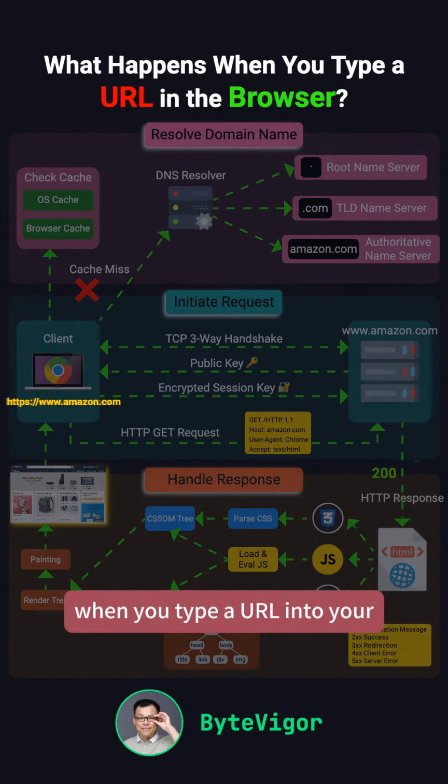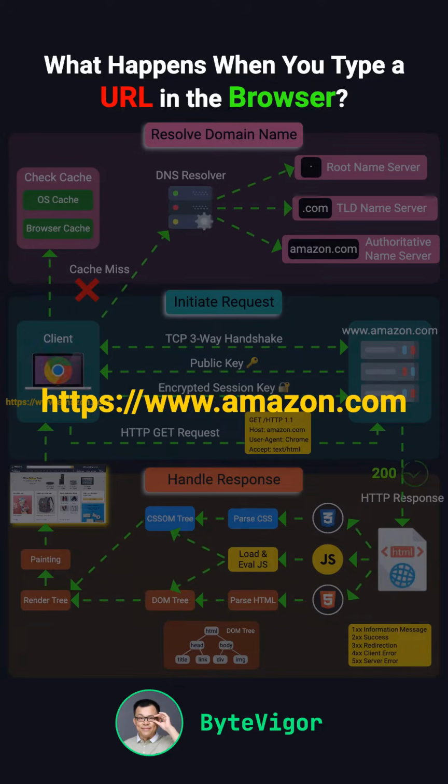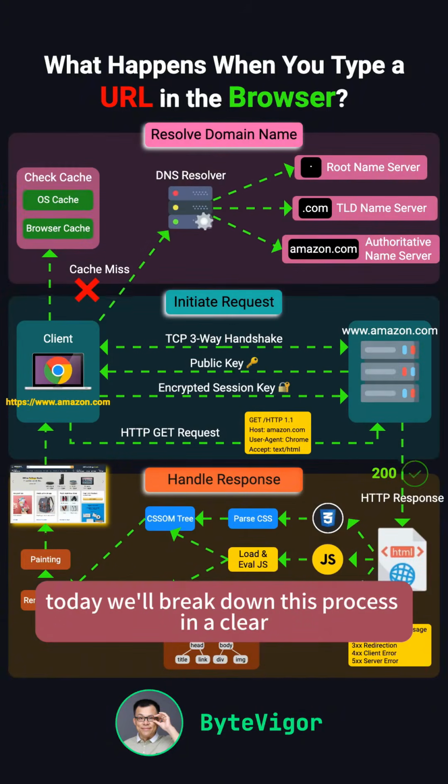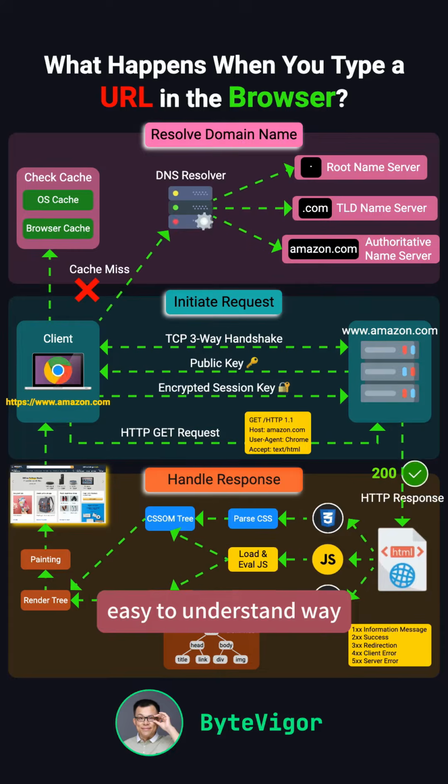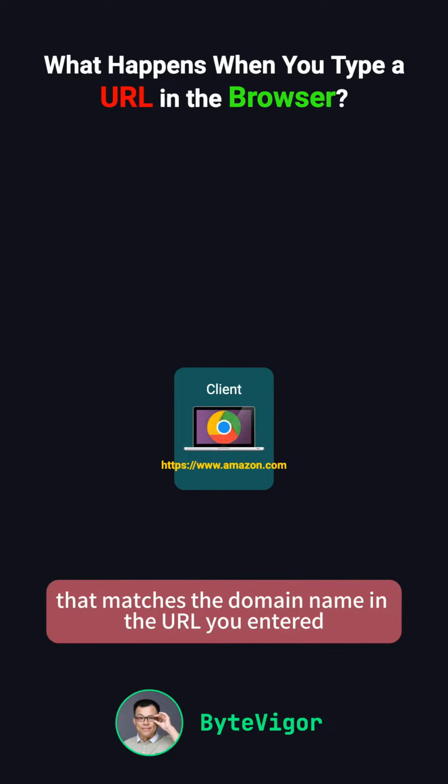When you type a URL into your browser's address bar and hit enter, a lot of things happen behind the scenes. Today, we'll break down this process in a clear, easy-to-understand way. First, the browser needs to find the server's IP address that matches the domain name in the URL you entered.